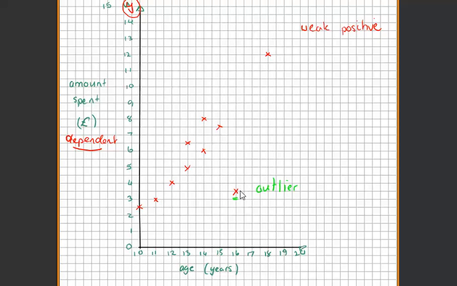Outlier as in it's not near the rest of the data. Well, neither is the one at the very top. Well, no, that one follows the path. For example, if we get rid of this one, if we ignore that one, it would be strong. It might make it strong.